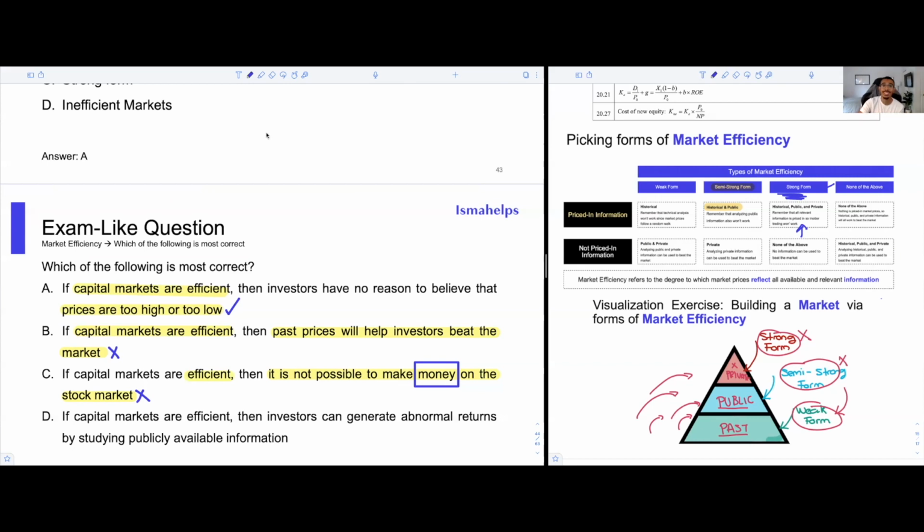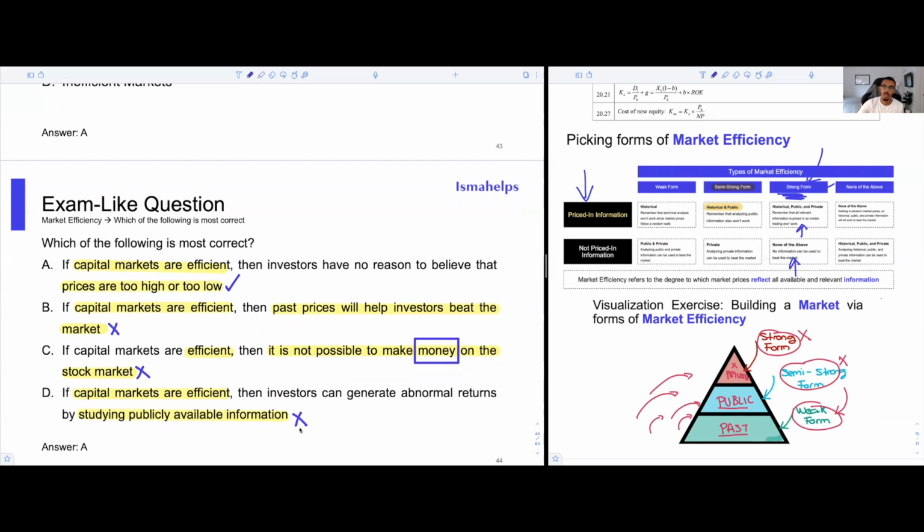Okay. Let's look at D. D says if capital markets are efficient, then investors can generate abnormal returns by studying publicly available information. Once again, you should notice by now that if we are at the portion dedicated to efficient capital markets, we know that it's strong form. And if a market is strong form, investors cannot yield abnormal returns based on historical prices, public information, or private information, because all of these are priced in. In other words, none of the above, so historical, public, and private, are going to help investors make abnormal returns. For that reason, saying that investors can generate abnormal returns by studying publicly available information is not right. D is wrong as well. For that reason, A is correct. That is the only answer that would work here.